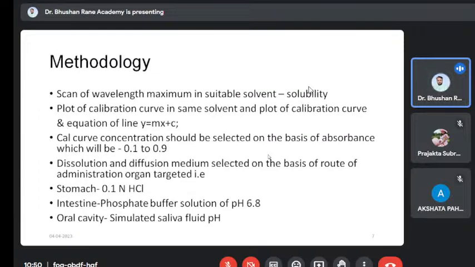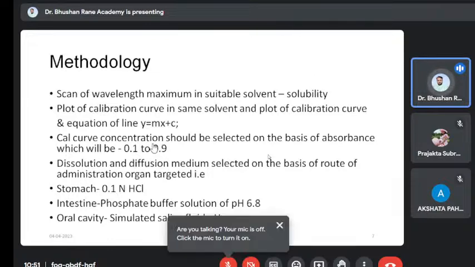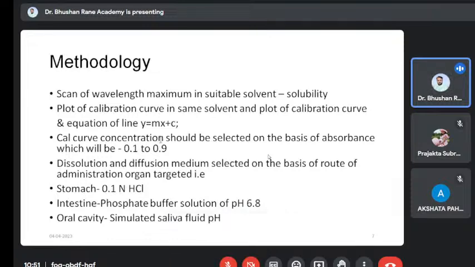So that is the methodology. Whenever a new chemical entity or new unknown molecule or drug is in your hand, the aims or objectives are to determine the lambda max, to plot the calibration curve, and to select the solvents. The selection criteria for the UV-visible spectrophotometer depend on the solubility of the drug in those solvents, so the solvents can be selected. Next is to plot the calibration curve in the same solvent in which the drug has the highest solubility.